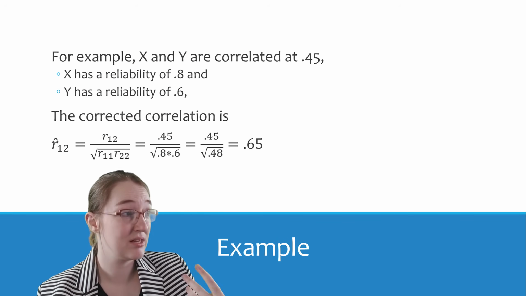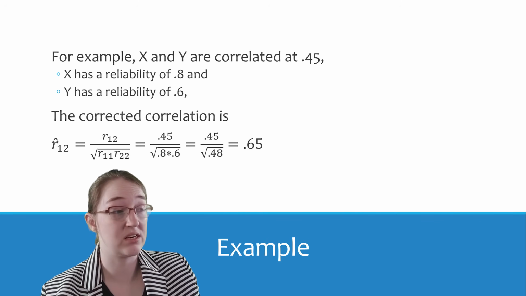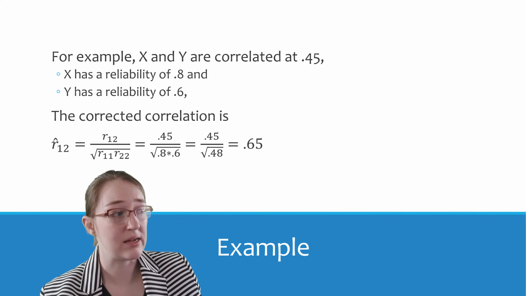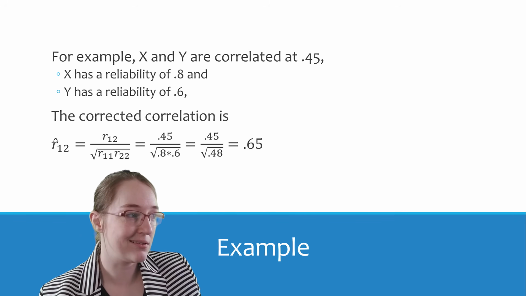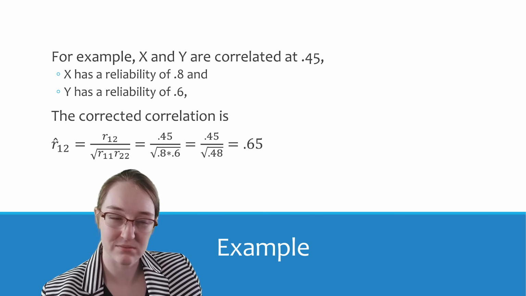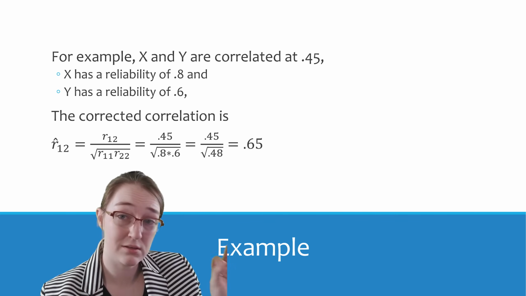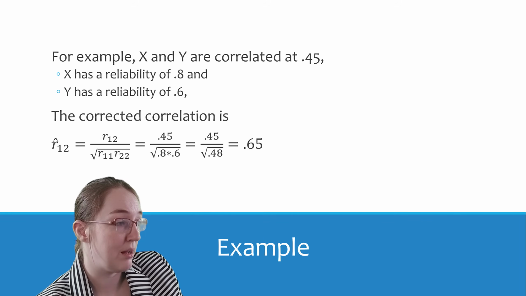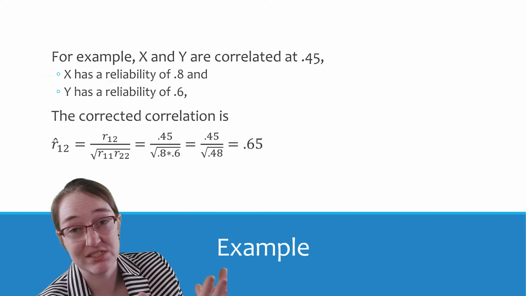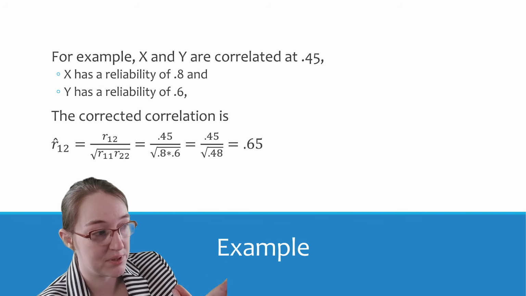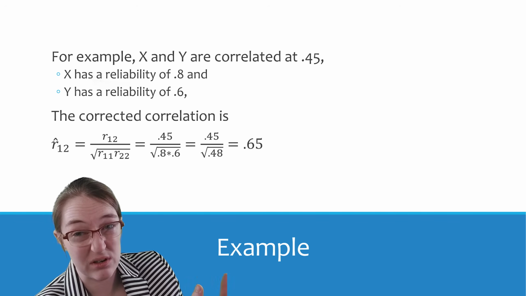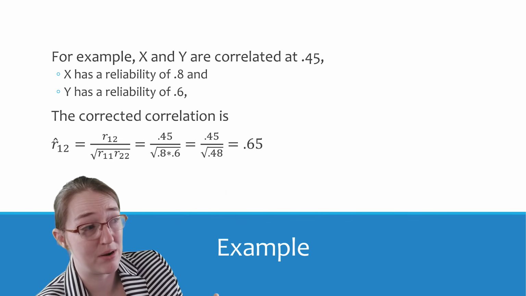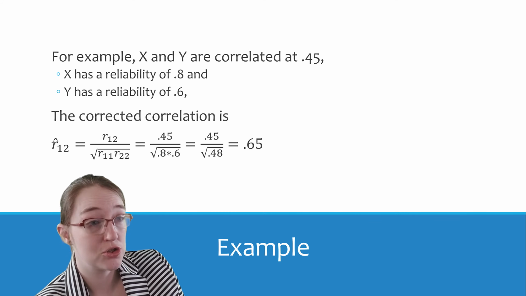So for example, say X and Y are correlated at 0.45, and the reliability of X on the scale is 0.8, while Y has a reliability of 0.6. We can pop all those numbers in, as I've illustrated here. I encourage you to practice doing this in R. And we can see that once we adjust for our attenuation for our unreliability, our actual correlation is projected to be 0.65. That is a bump from a medium effect to a larger effect.